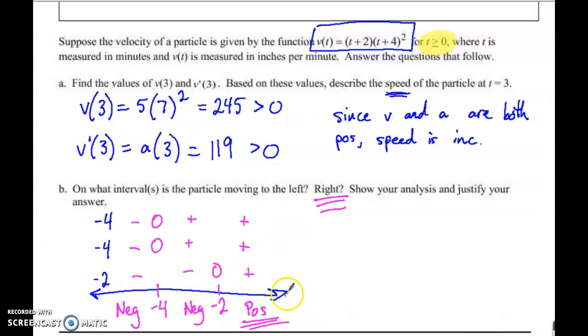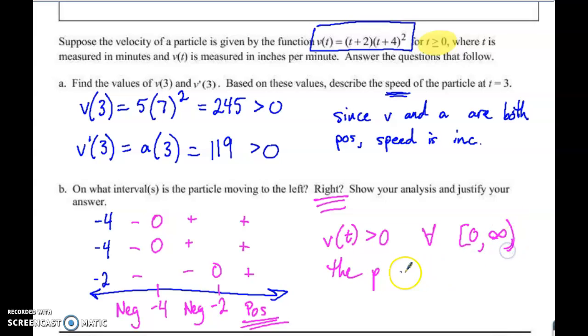So I want to see something like this. But since velocity is greater than 0 for all, upside down A means for all, values for t greater than 0, particle moving to the right.